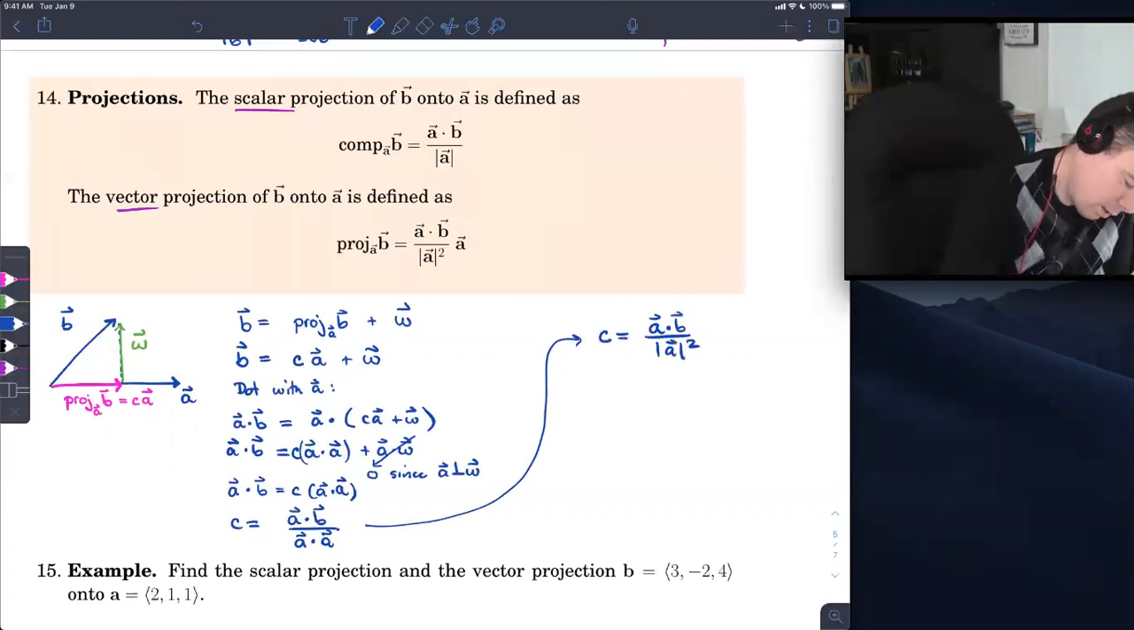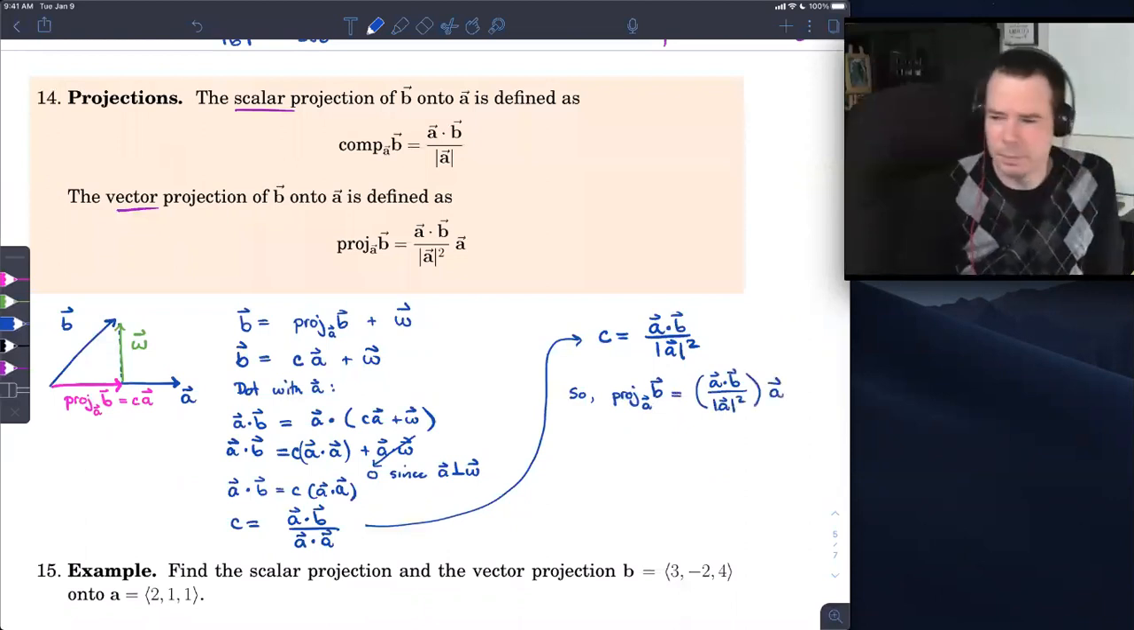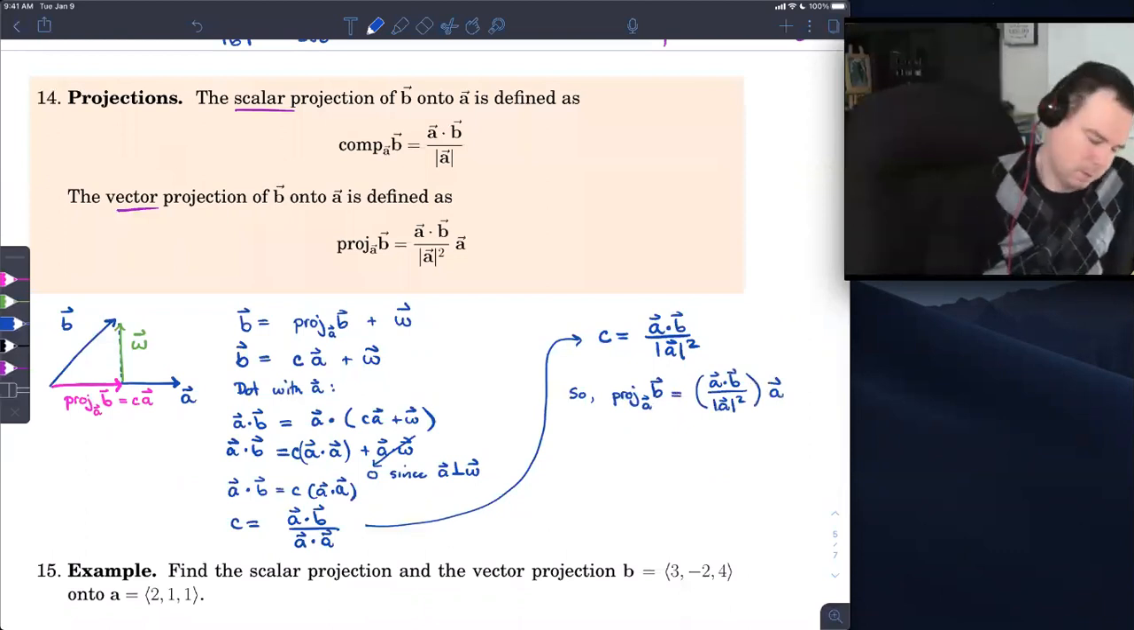And so that means then we have that the projection of B onto A is given by this quantity C, which we've now computed. We now know this value times A, like this.